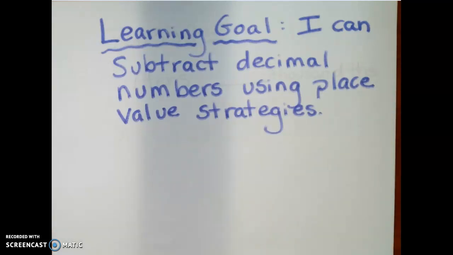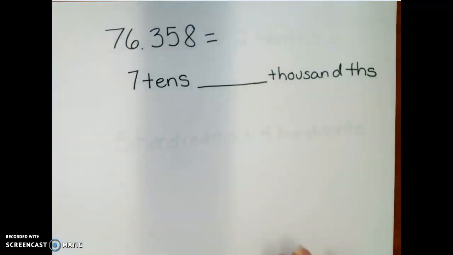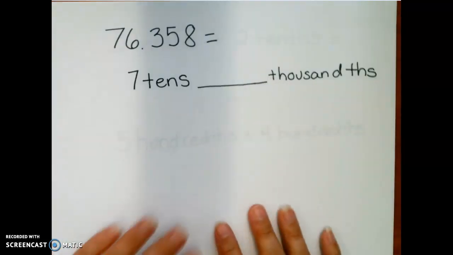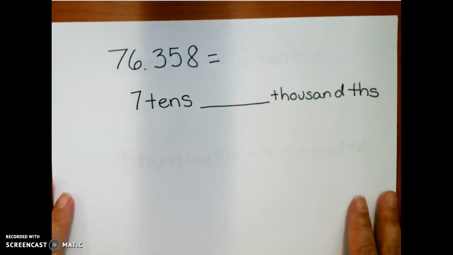Hi mathematicians! Now we're going to start working on subtracting decimal numbers. So our learning goal now for Thursday and Friday is I can subtract decimal numbers using place value strategies. So before we get into that, let's work a little bit on renaming some numbers because that's going to help us in our subtraction.